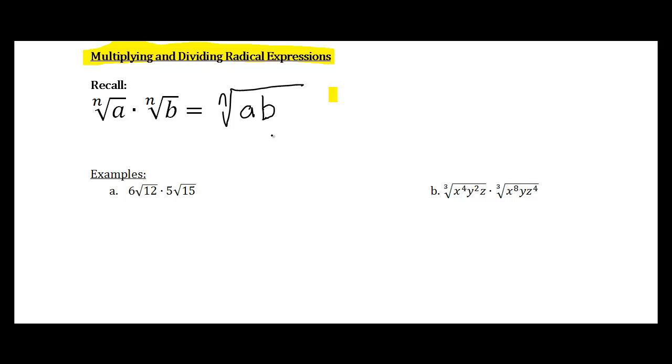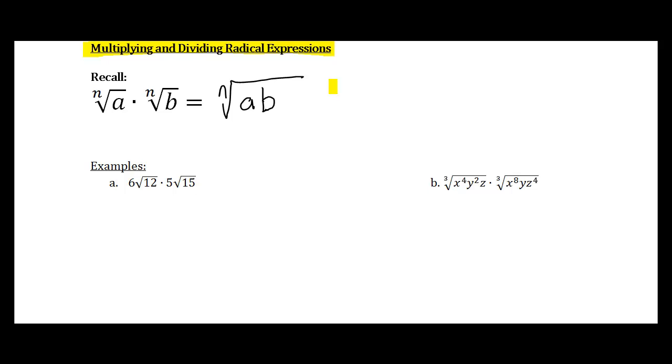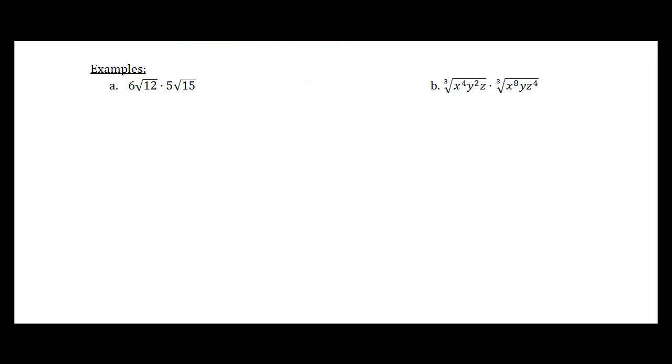However, now that we know how to simplify radical expressions, we're going to have some where a times b probably won't be a perfect nth power. Let's look at some examples. In part A, we have 6 times the square root of 12 times 5 times the square root of 15. What we're going to do here is multiply the numbers that are on the outside.